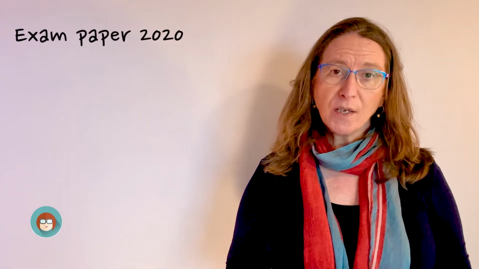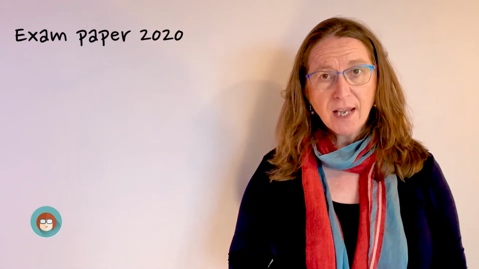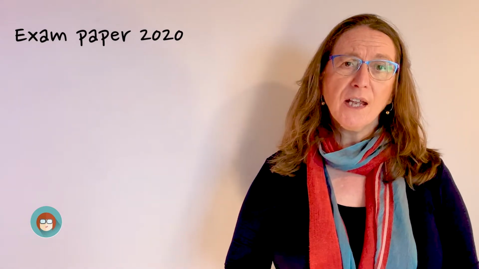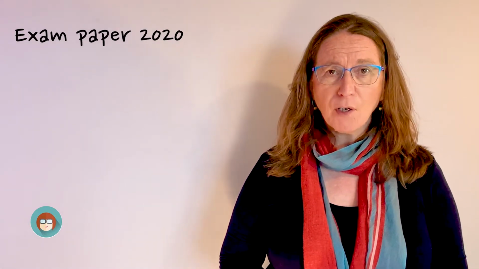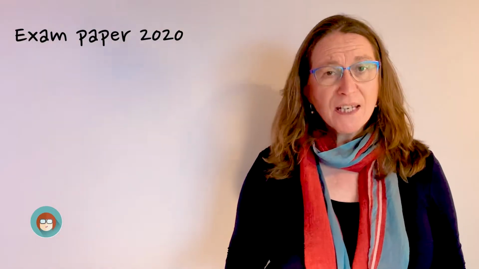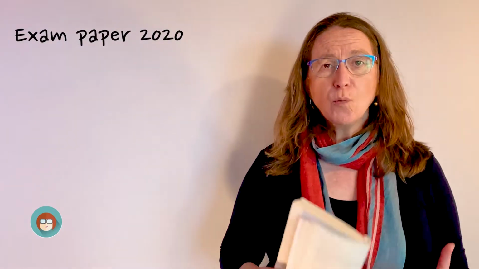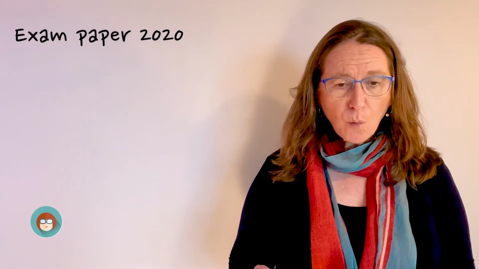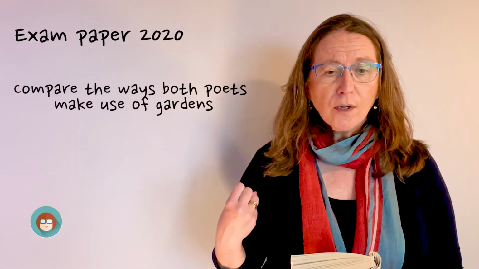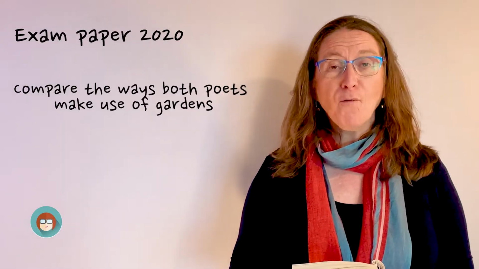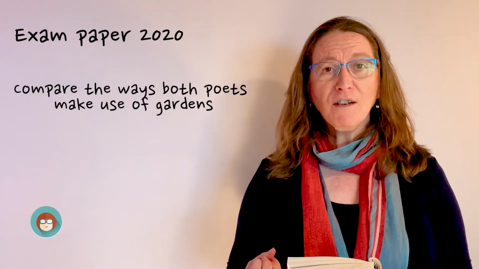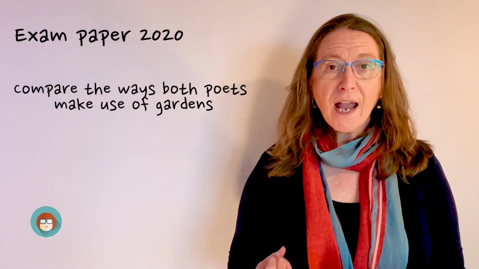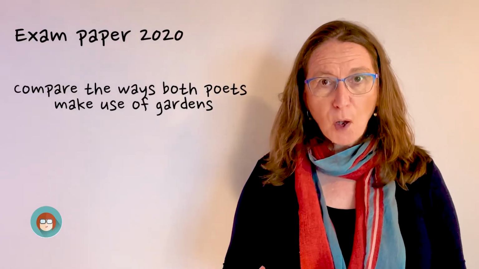This poem actually appeared on the exam paper in 2020 in the October series, and I was really struck by one of the comments in the feedback from the examiner, who said, in a plea to teachers, please don't allow your students to have one interpretation of the poem. The question was, explore how both poets make use of gardens. So it was requiring you to talk about the garden imagery and the significance of the garden in this poem.